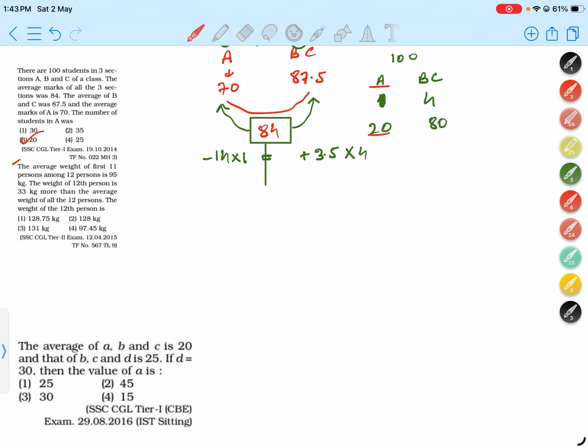Here we are asked that the average weight of the first 11 persons is 95. And there is a 12th person whose weight is such that, if the average of these 12 persons is x, then the 12th person's weight is 33 more than this quantity x.